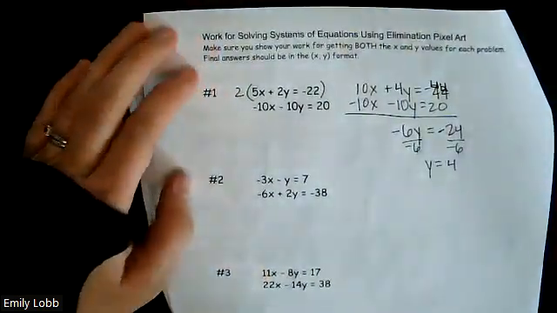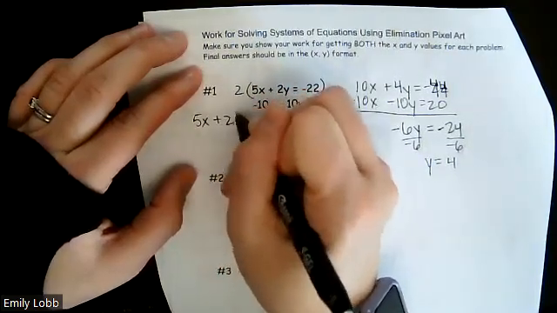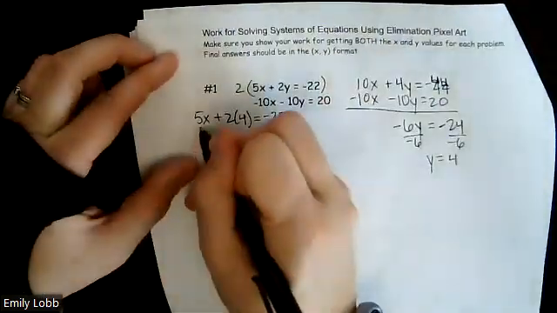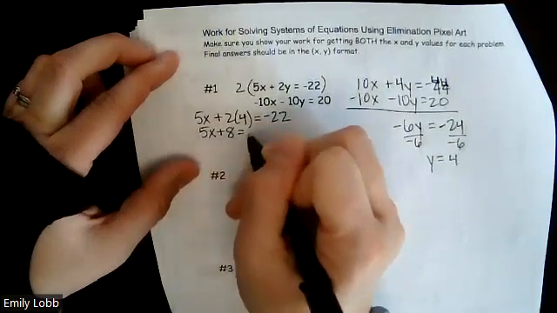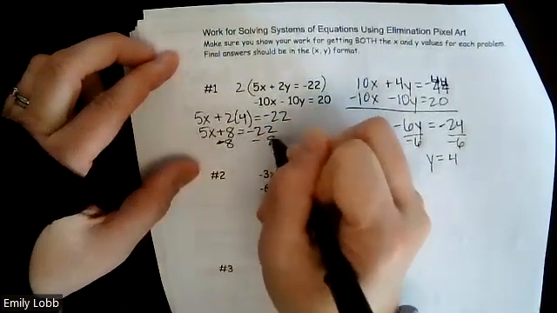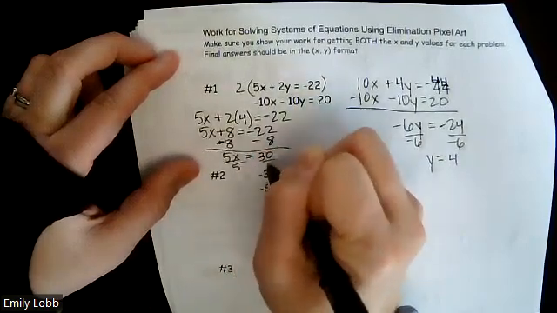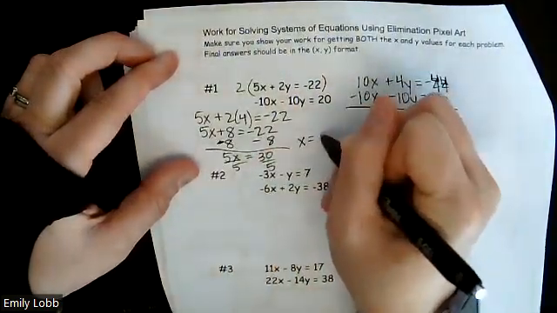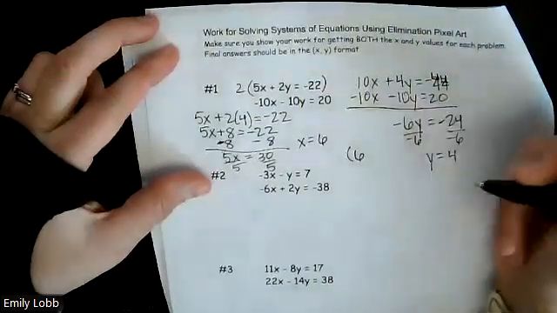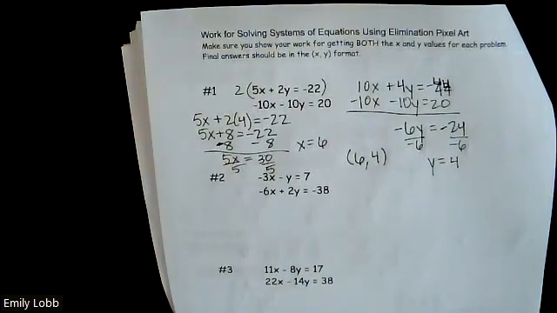And then I've got to put it back into one of these to solve for x. So if I said 5x plus 2 times 4 equals -22, I would have 5x plus 8 equals -22. Subtract 8 from both sides. So 5x equals 30. When I divide both sides by 5, x is equal to 6. So these are all going to be put in the format in your pixel art with the x value and then the y value in parentheses with no spaces.